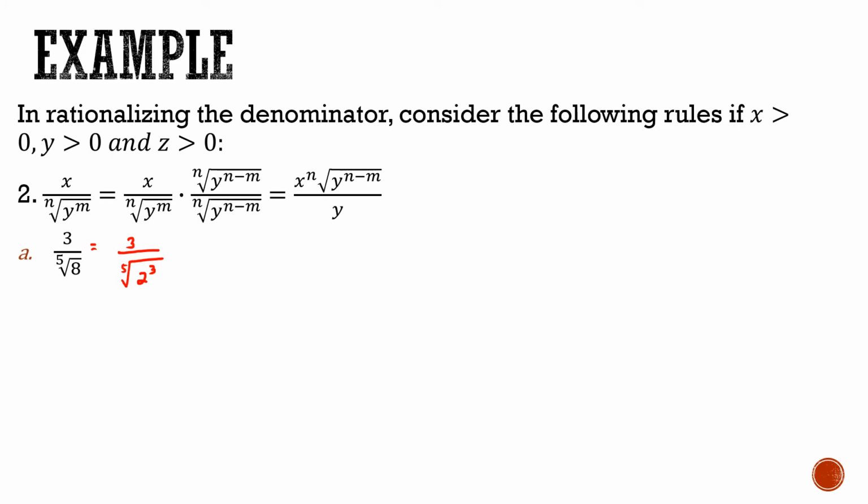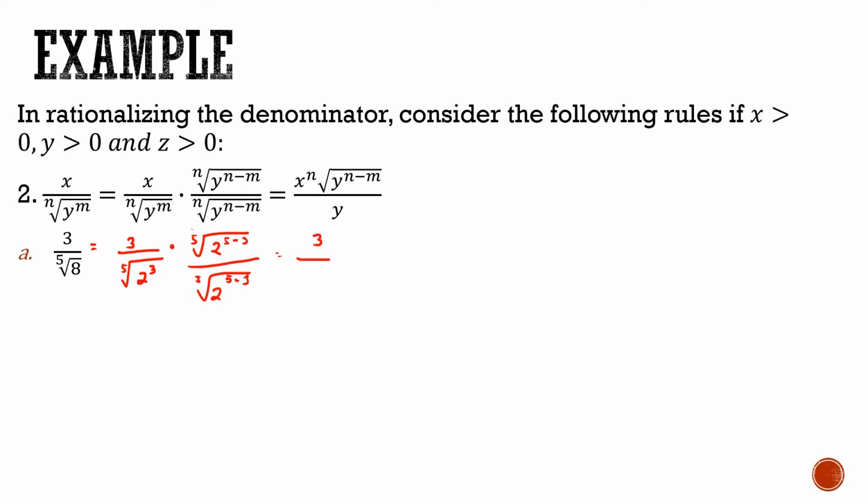After writing it, we can now proceed to the next step by multiplying both numerator and denominator by the fifth root of 2 raised to the index minus the exponent. So we can have the fifth root of 2 raised to, our index n is 5 minus 3, over the fifth root of 2, 5 minus 3. So let's simplify first.